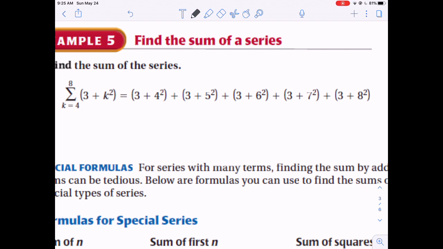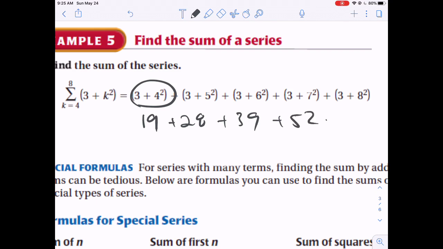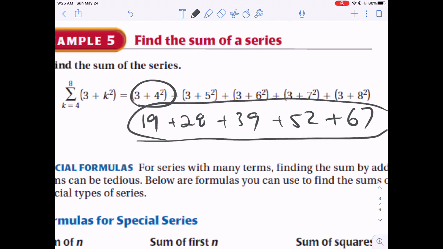So this is going to be 16 plus 3, which is 19. This is going to be 25 plus 3, which is 28. 36 plus 3, which is 39. 49 plus 3, which is 52. And 64 plus 3 is 67. So you would take those numbers and add them up to get your total answer. You can add those up on your own and just get one number. Okay? So that's how that works.